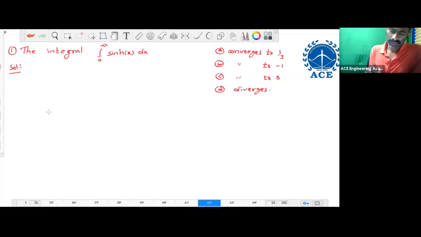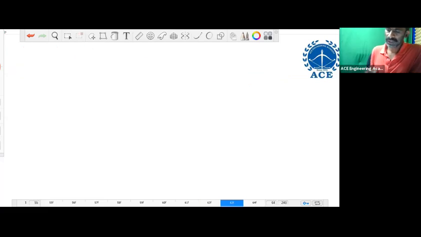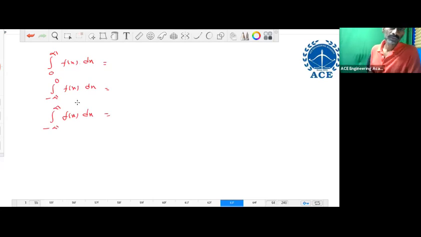Now look at this, or we go to the next page. We'll discuss. Integral 0 to infinity f of x dx. Integral minus infinity to 0 f of x dx. Then integral minus infinity to plus infinity f of x dx. All these are first kind improper integrals. Third also has infinite limits, what the function is doesn't matter. Directly we consider the first and third together as only one kind.